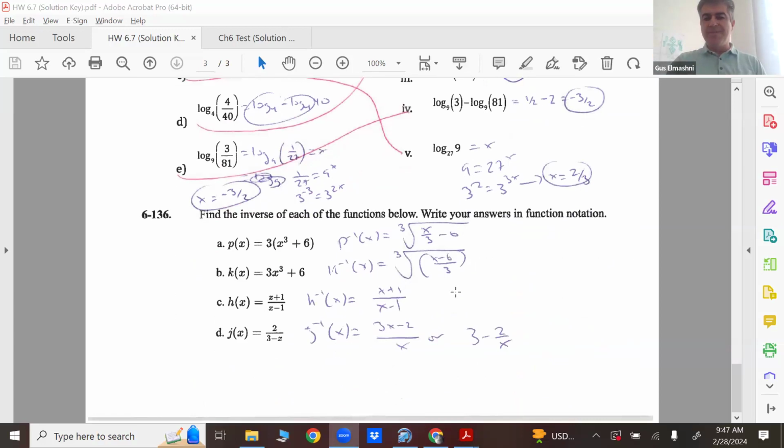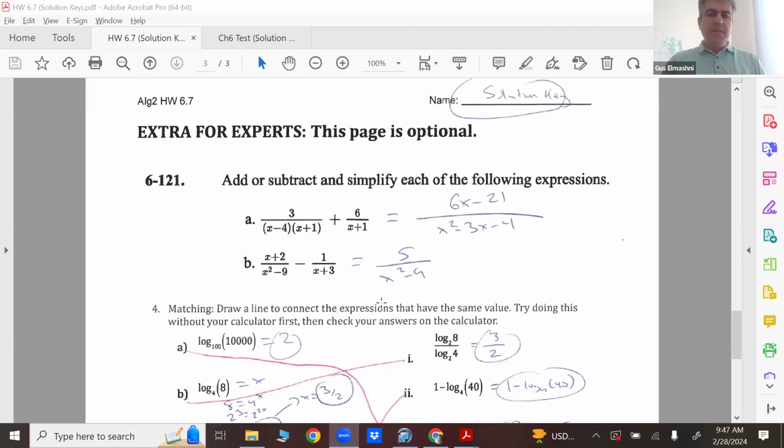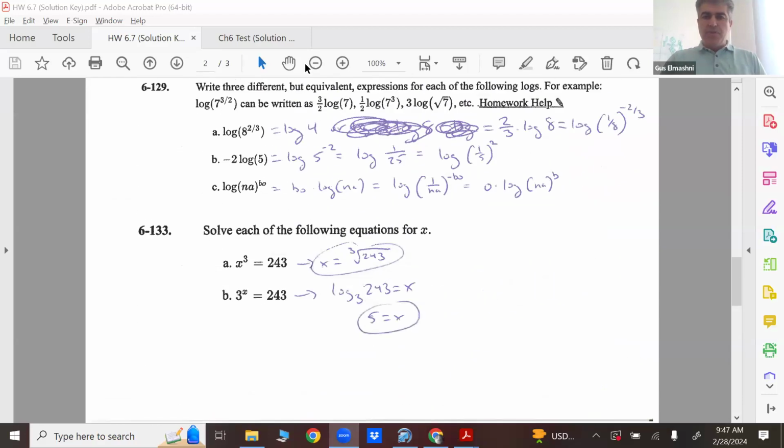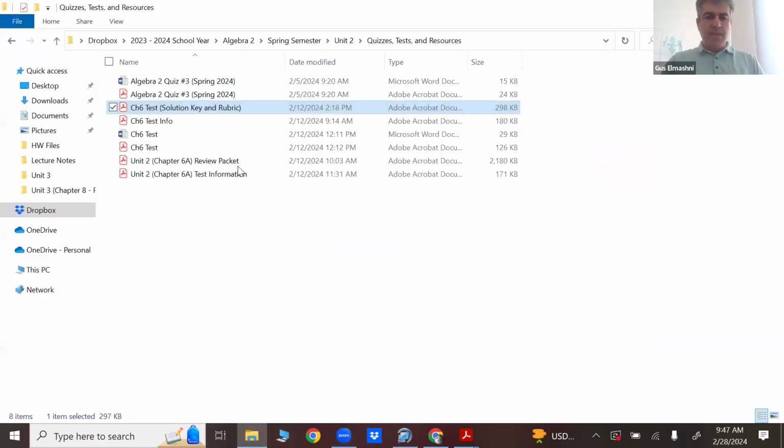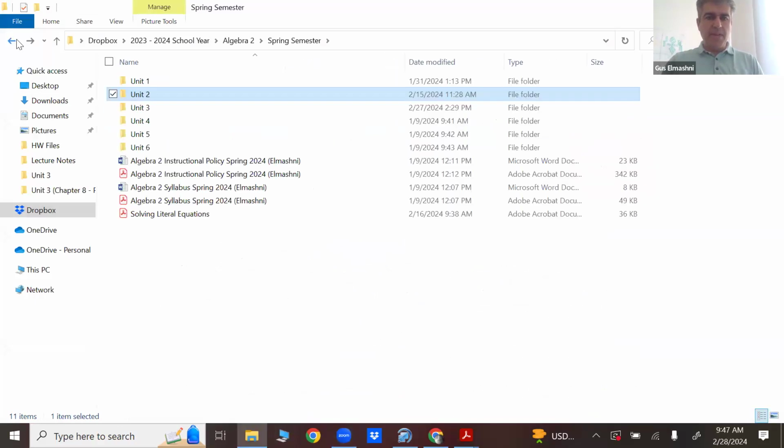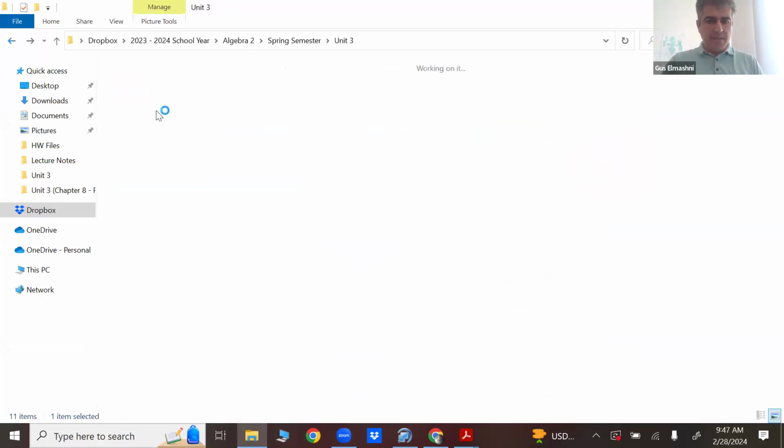And then 6-136, I'm not asking inverses, but again, something we need to do, just in general. So anyway, let's move on to the notes. You put the homework away. Let's talk about the notes and get that done today.